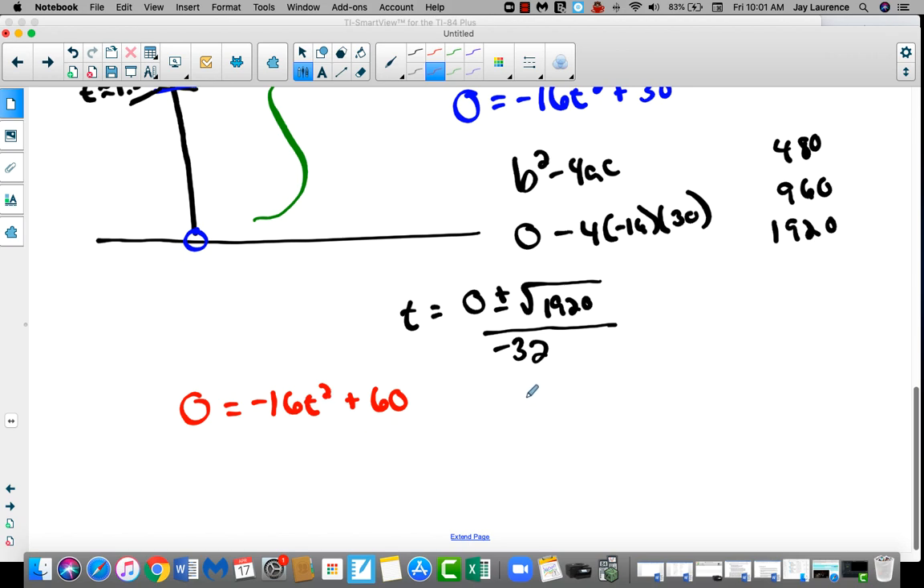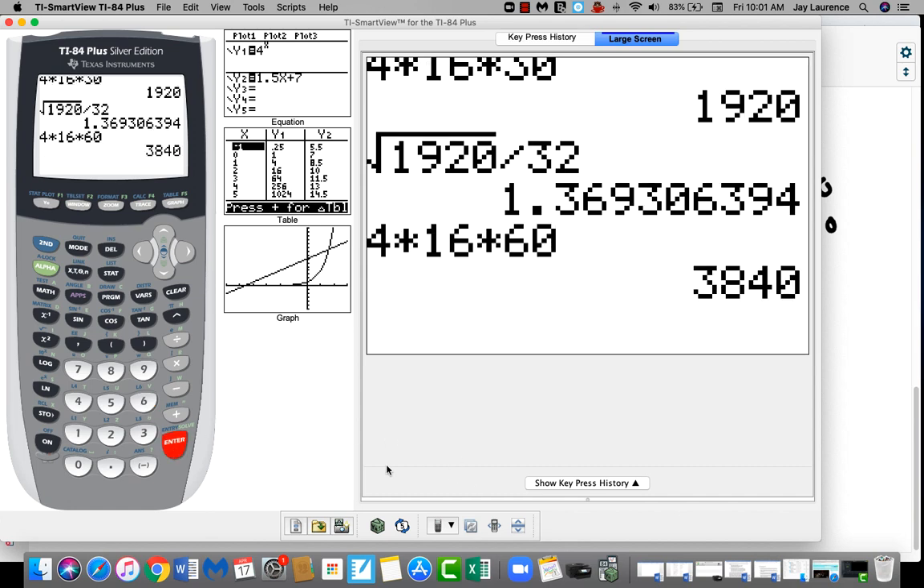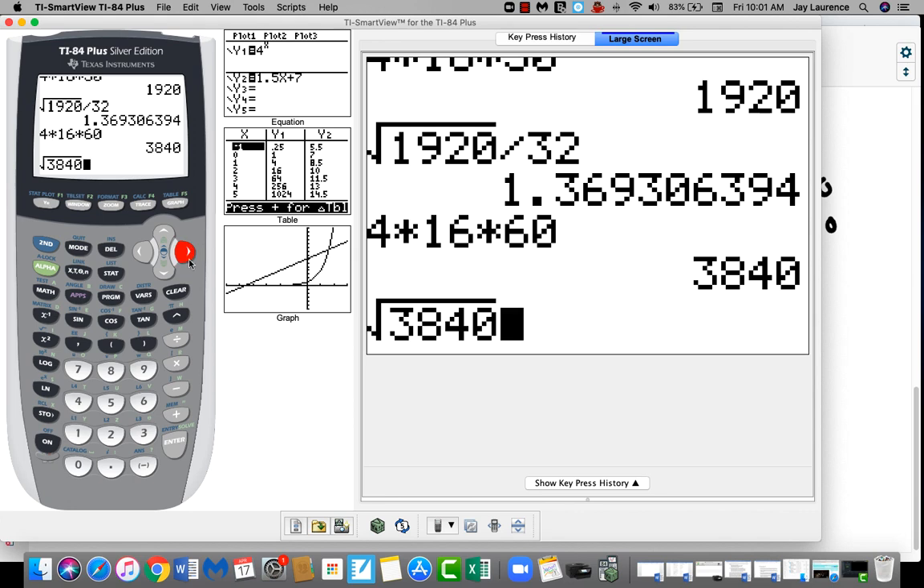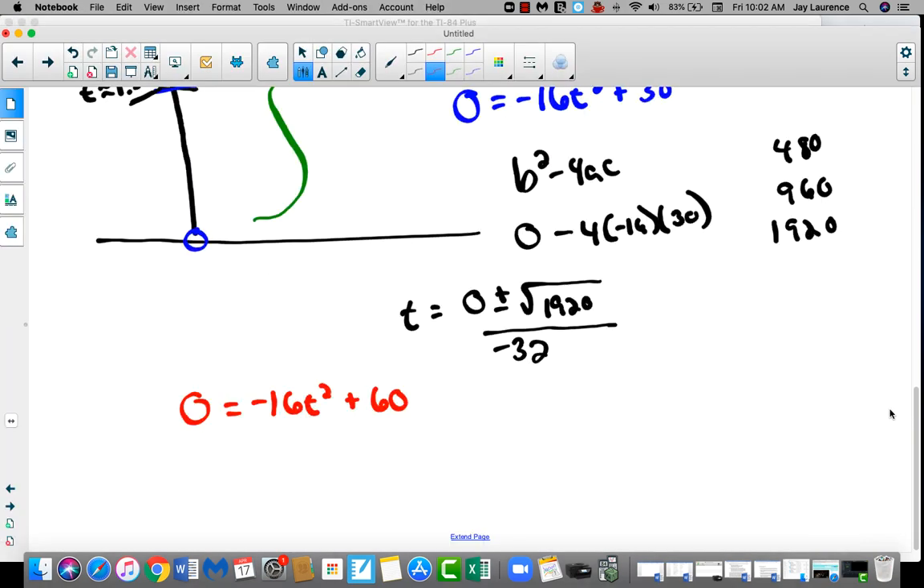My discriminant has changed, and so just to speed the video up, at 30 should be a 60. My new discriminant is 3,840. So I'll take the square root of 3,840 and I'll divide it by 32. Again, I'm only using the negative of the square root, and so it cancels with the negative 32. So it's a positive answer. There I get 1.94, which is not double the time.